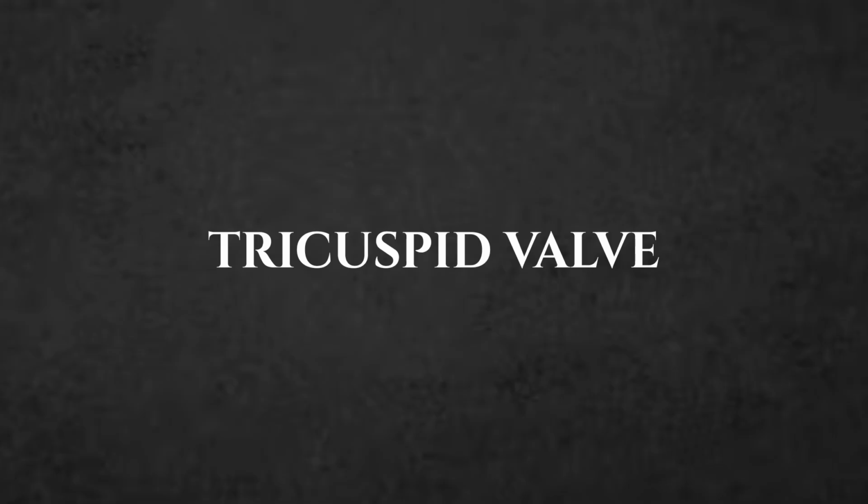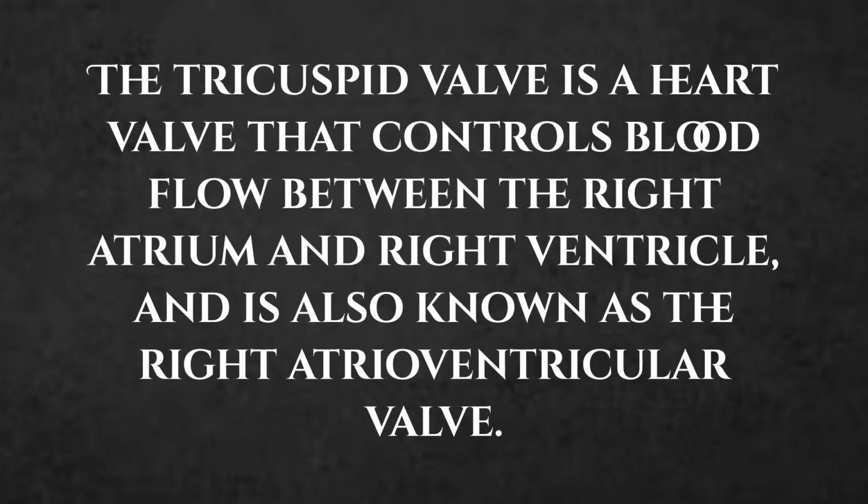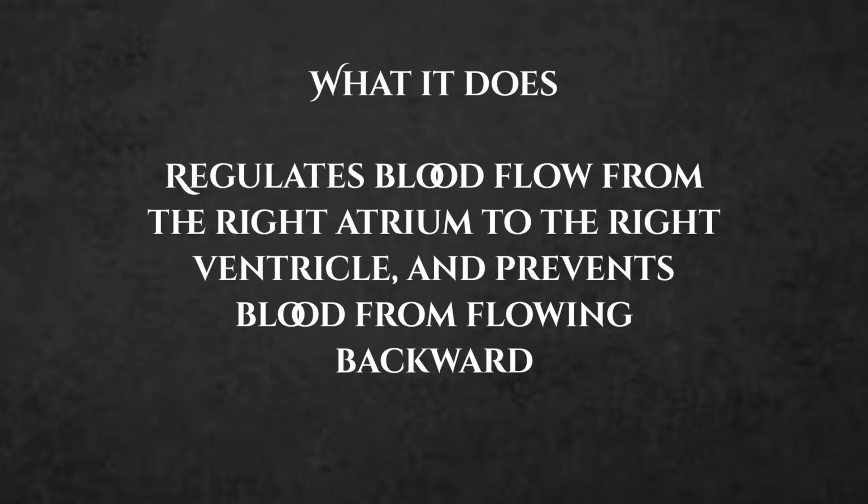Tricuspid valve. The tricuspid valve is a heart valve that controls blood flow between the right atrium and the right ventricle. It is also known as the right atrioventricular valve.